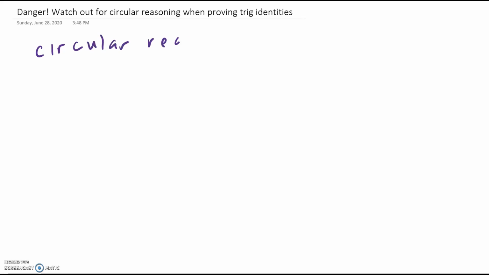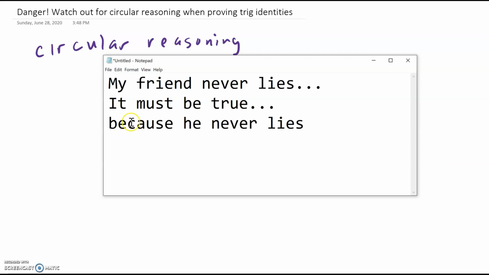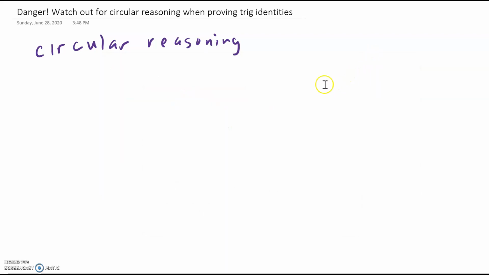The basic idea here, circular reasoning. Here's a fairly common example of what I'm talking about. My friend never lies. It must be true because he never lies. Obviously that's an example of circular reasoning, because the thing I'm trying to prove, that my friend doesn't lie, the way I'm proving it is by starting with that assumption.